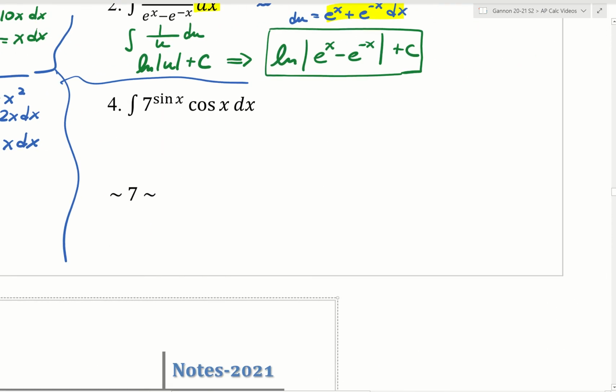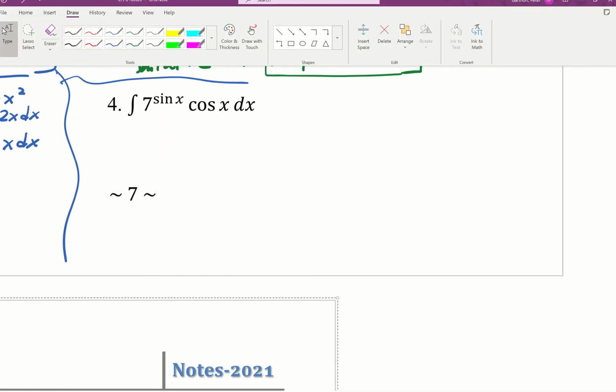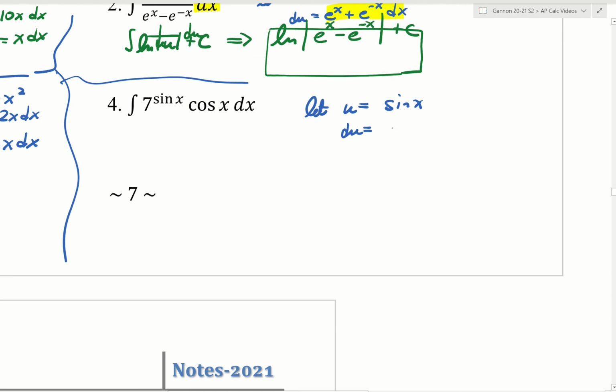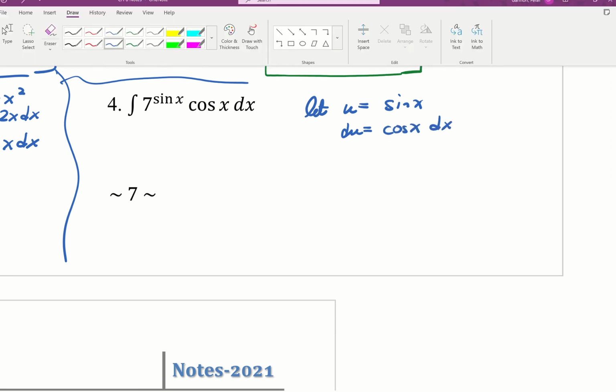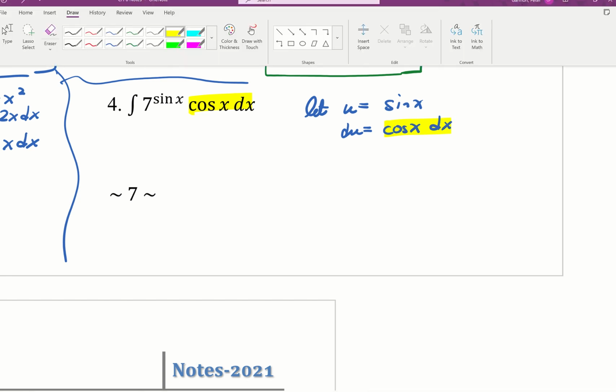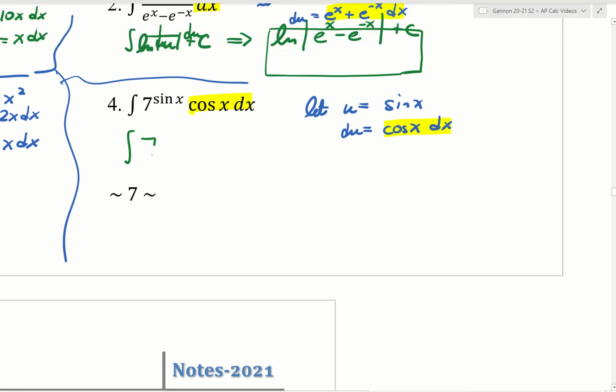All right, last one we've got here is 7 to the power sine of x, cosine of x dx. So what we're going to do here is let u equal that inner function, sine of x. du is cosine of x dx. And there is that cosine of x dx. So we've got the integral of 7 to the u du.